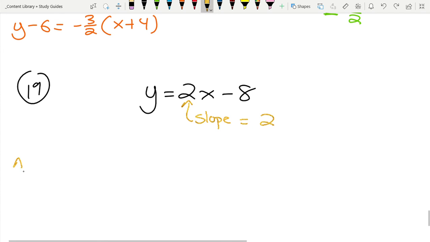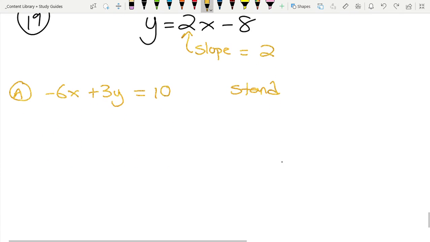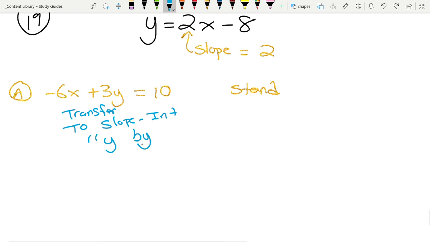So here's part A. They give us negative 6x plus 3y equals 10. Well, we can't do this. This is standard form, and when you're in standard form, you don't know the slope. So what we have to do is transfer to slope-intercept, which we talked about earlier, is really just saying, hey, get the y by itself.